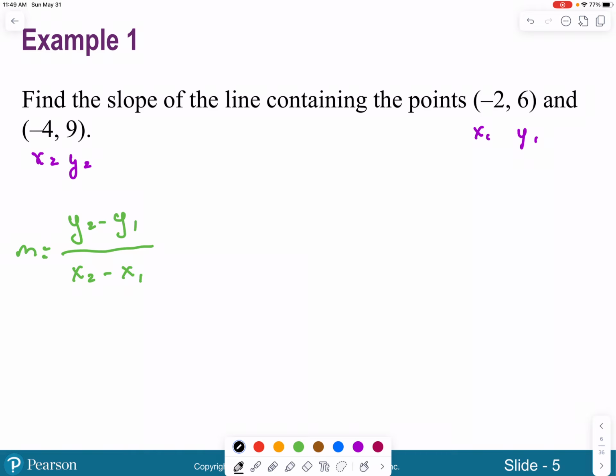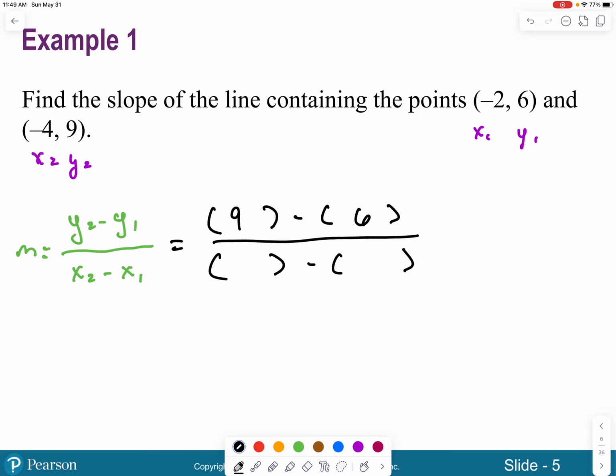Okay. So then when I'm doing my substitutions for each component, first I'm going to replace each component with a blank set of parentheses. So this is my y2 minus my y1 over my x2 minus my x1. The parentheses basically just help us to keep track of our signs. So my y2 is 9, my y1 is 6, my x2 is negative 4, and my x1 is negative 2.